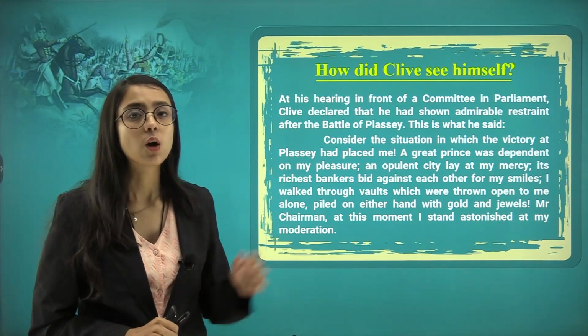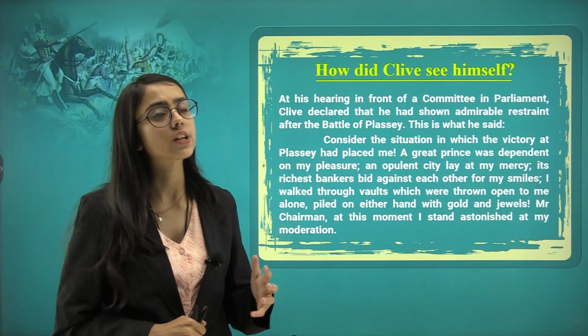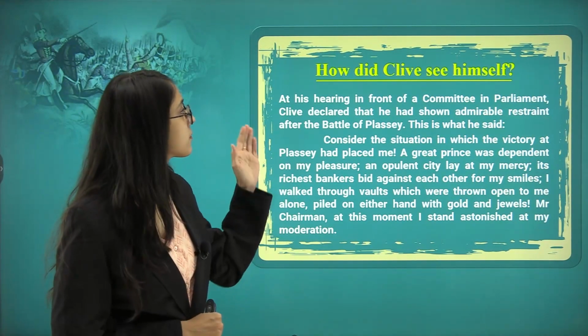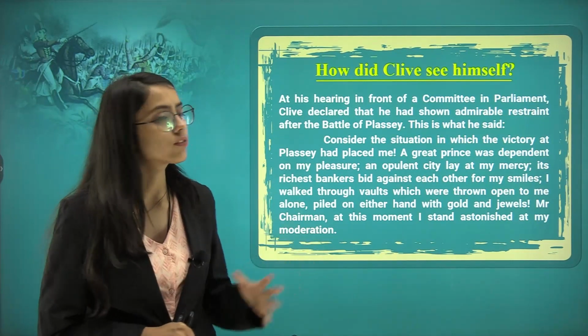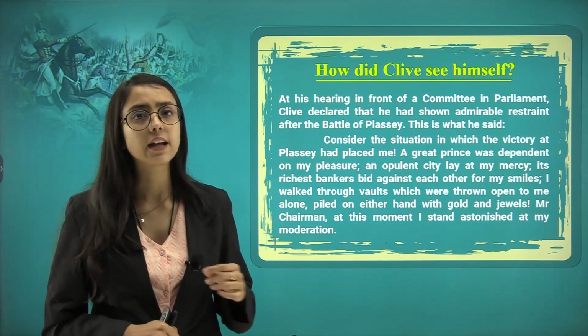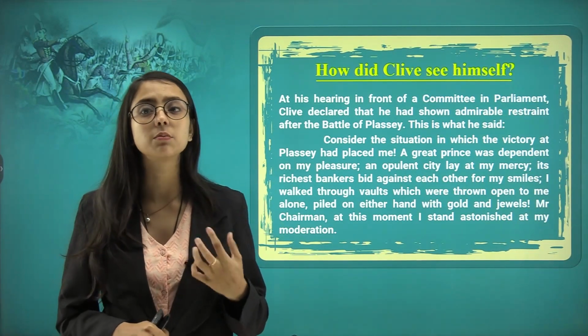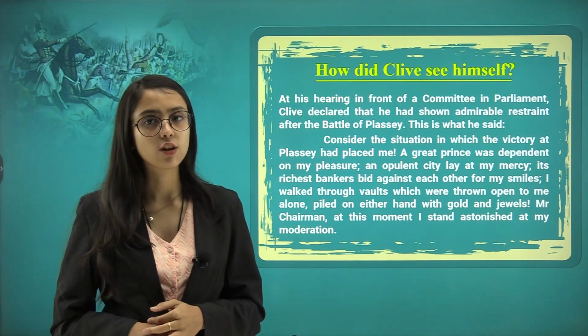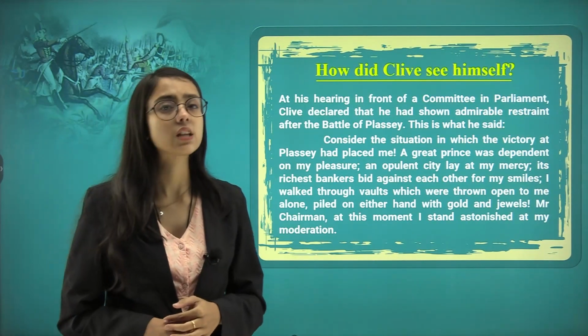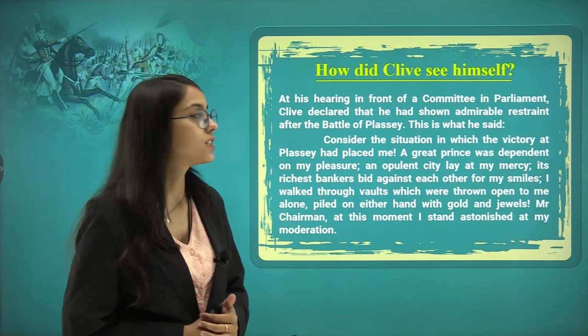So, how did Clive see himself? Now, after the suicide, how did he see himself? At his hearing in front of the committee in Parliament, Clive declared that he had shown admirable restraint after the Battle of Plassey. Let's have a look at what he actually said.